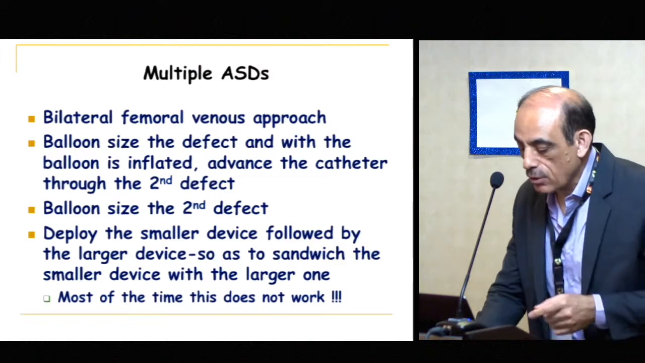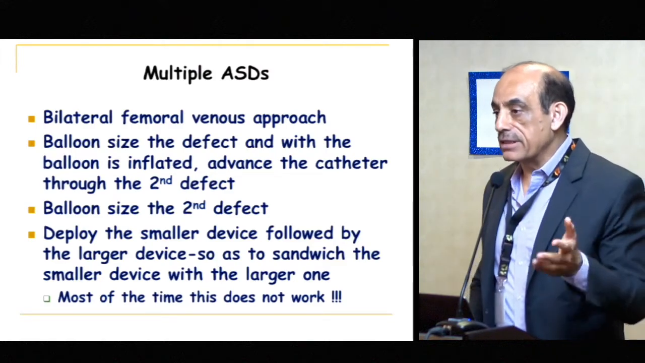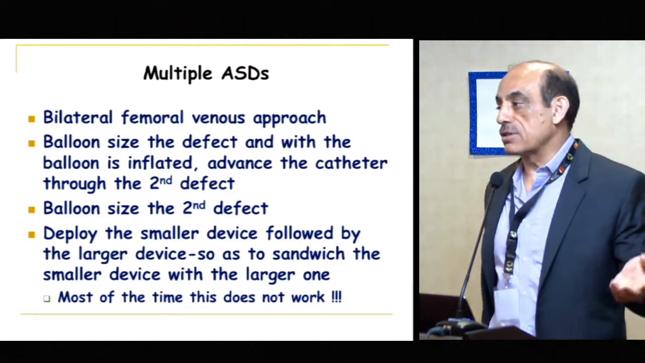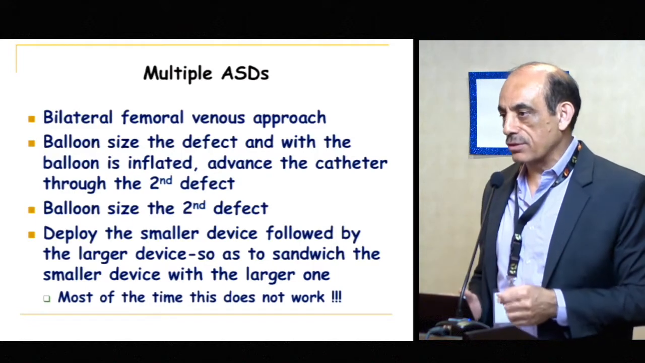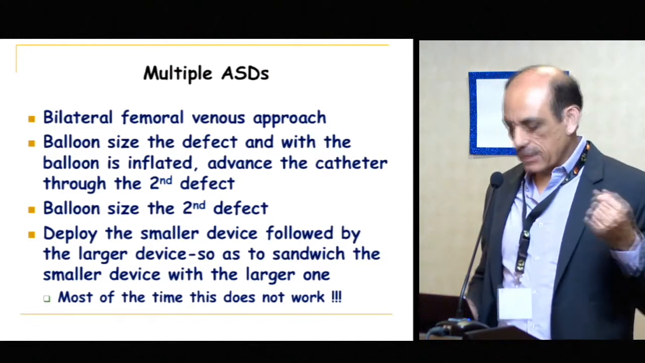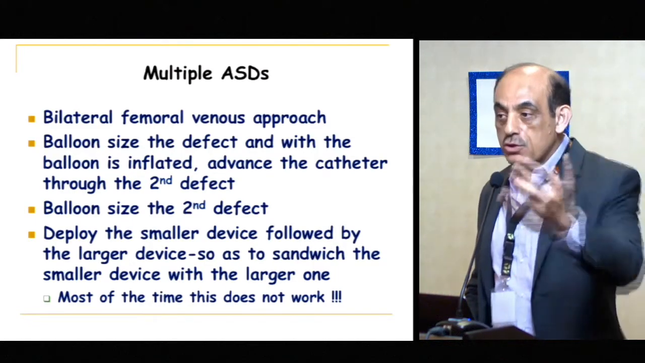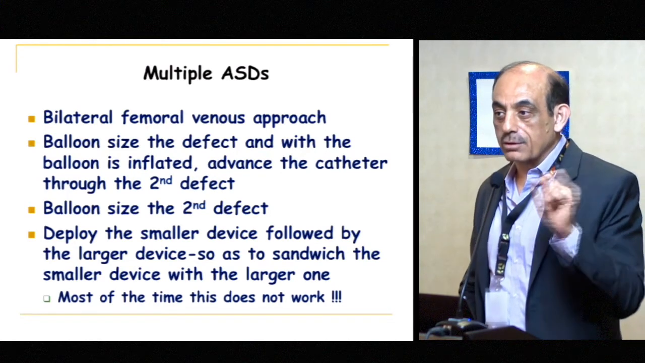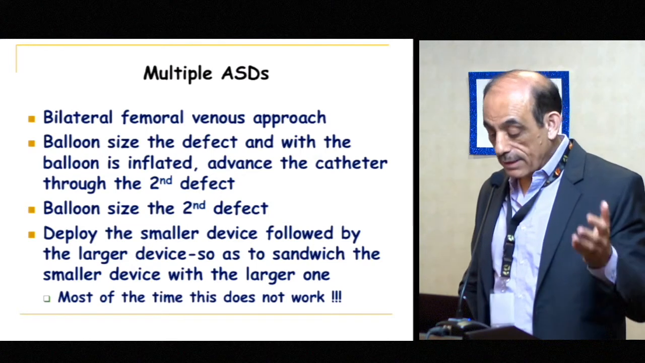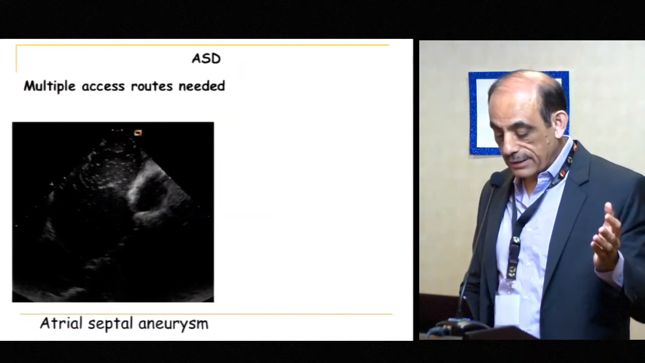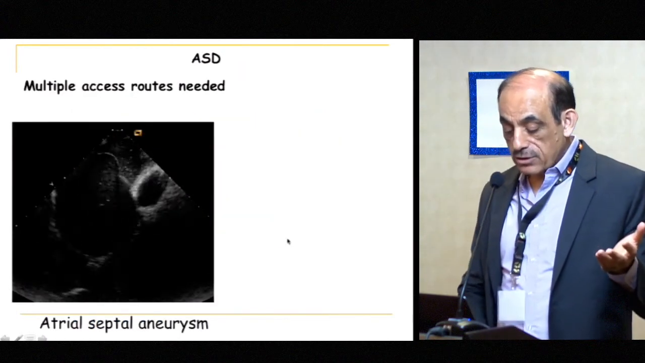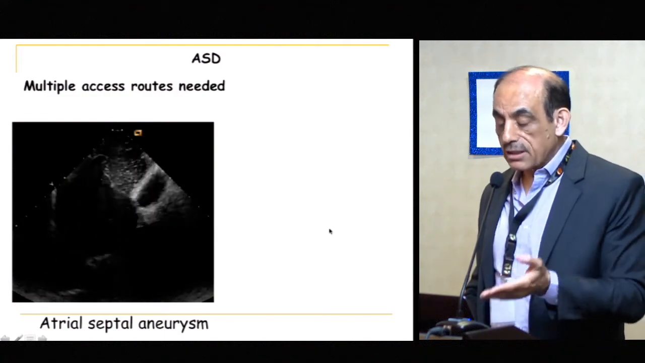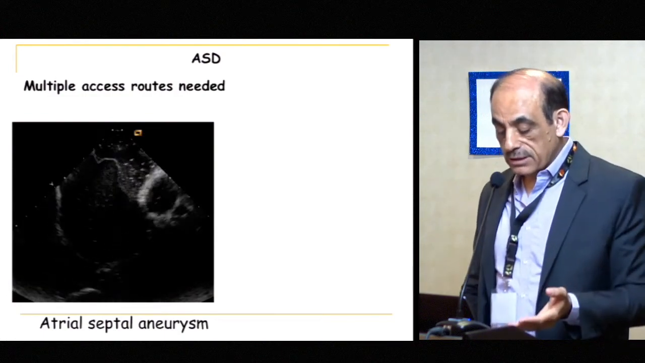Okay. So now there are a lot of techniques. If you talk to people, they will say deploy the smaller device and then wedge with the larger, interdigitate the device. There are so many ways of doing it. You choose what the best way of doing this is. The objective is that you want to close all the defects possible, especially if the patient has had stroke or something like this. This is a patient with multiple thin aneurysmal septum like you were discussing about.